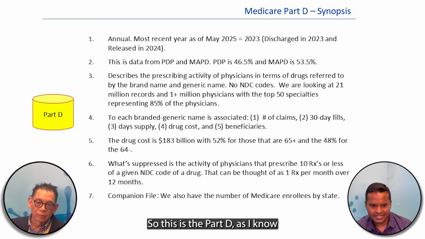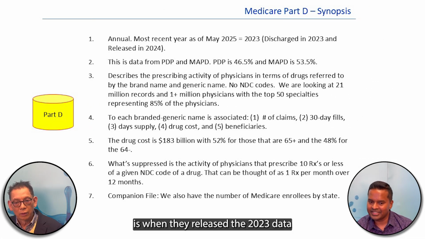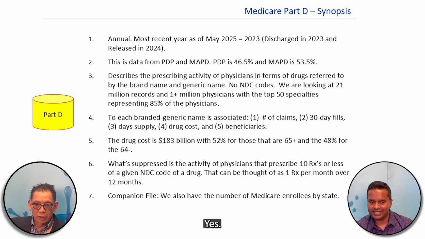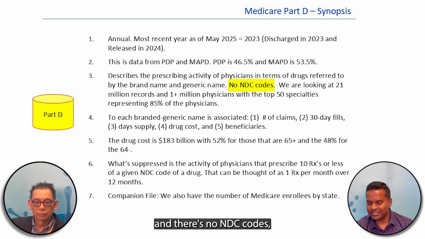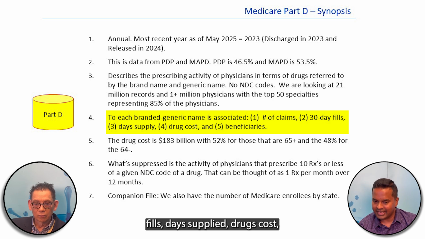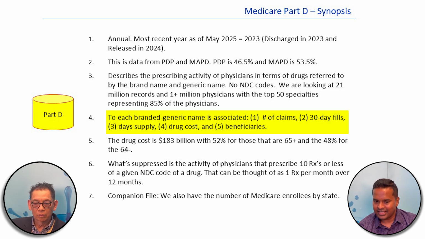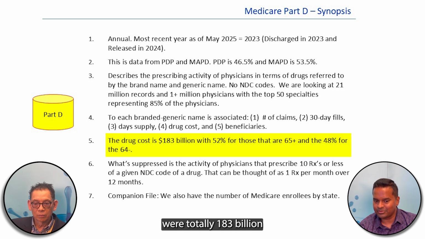So this is the Part D. As I know, 10 days ago is when they released the 2023 data as well. It's both PDP and MAPD, more towards MAPD. There are no NDC codes, but we'll see the drug names. And we have the claims, the 30-day fills, days supply, drug costs, and the beneficiaries too. The drugs were totally 183 billion.